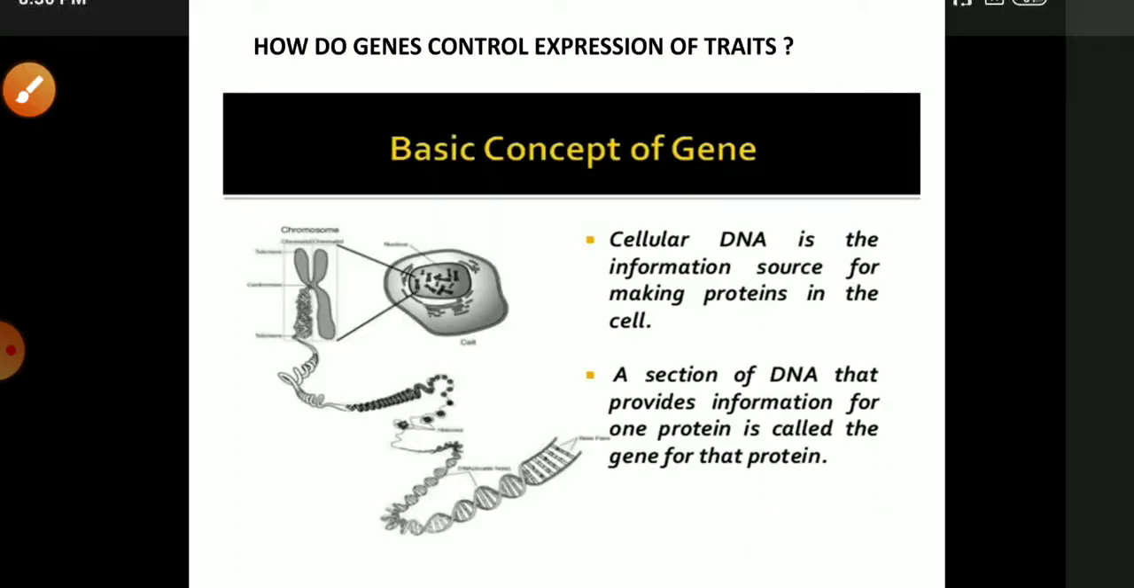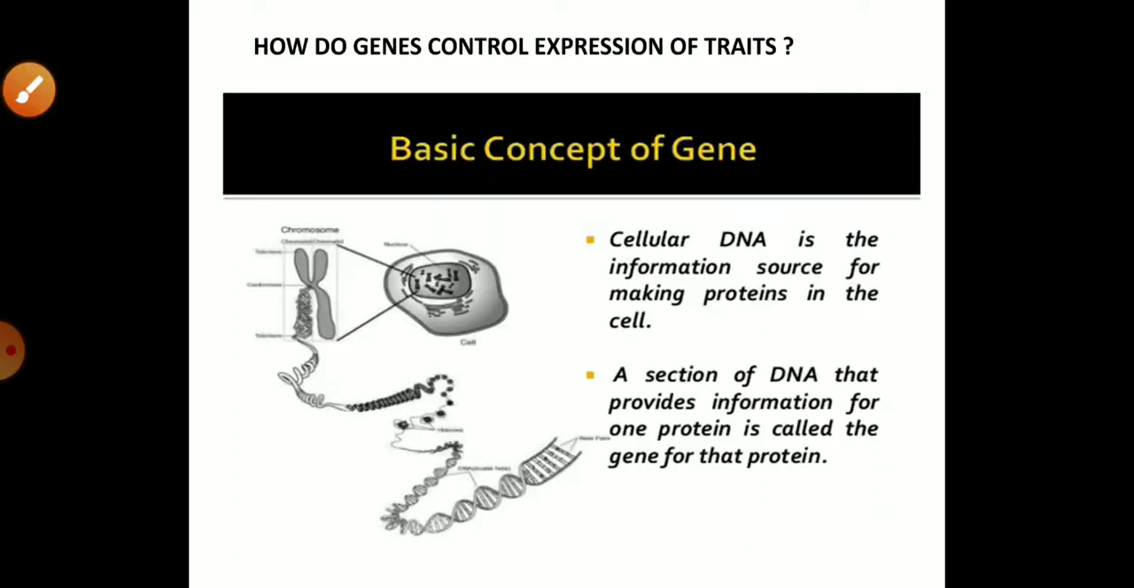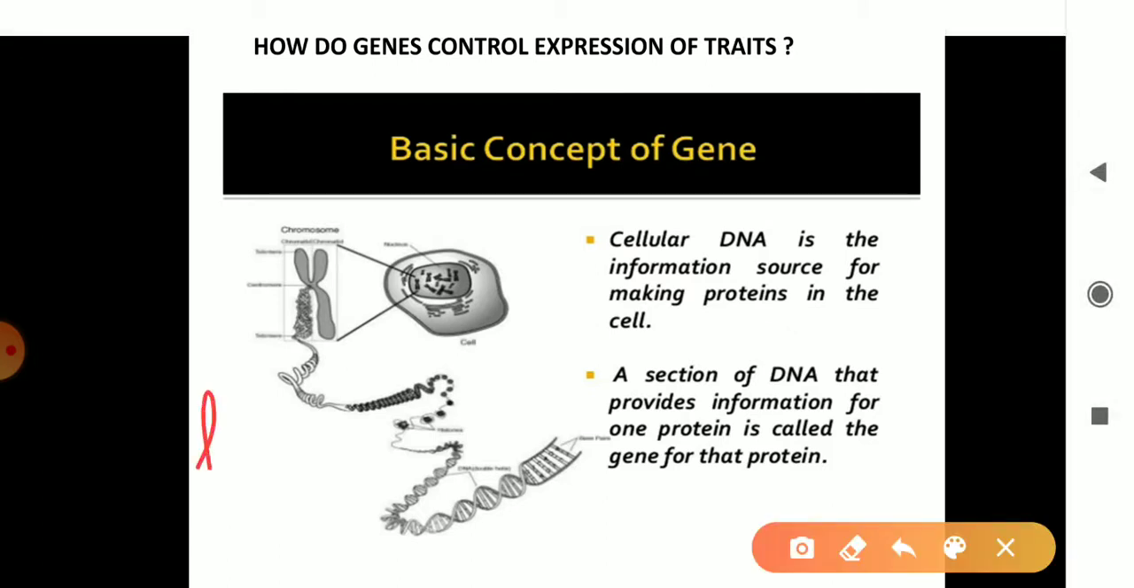So that's about the dihybrid cross. Now coming on to how genes control expression of traits. Mendel had made use of a term, factor. When he had done his studies, he was not aware of what genes, chromosomes and all are.